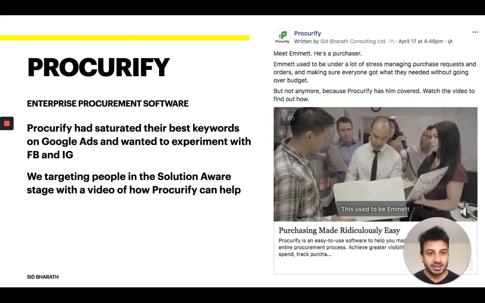They target big enterprises, and they'd already saturated a lot of their campaigns that I helped them run. They'd saturated some of those buyer intent keywords in Google Ads, and they wanted to start experimenting with Facebook and Instagram as well. So again, I targeted people here in the solution aware stage, so they were aware that they should be using software to manage their procurement. We created a video that explains the Procurify product and how it enables the solution, and targeted these people with this ad. That helped generate a lot of new conversions, sales, and demos for a very good ROI.